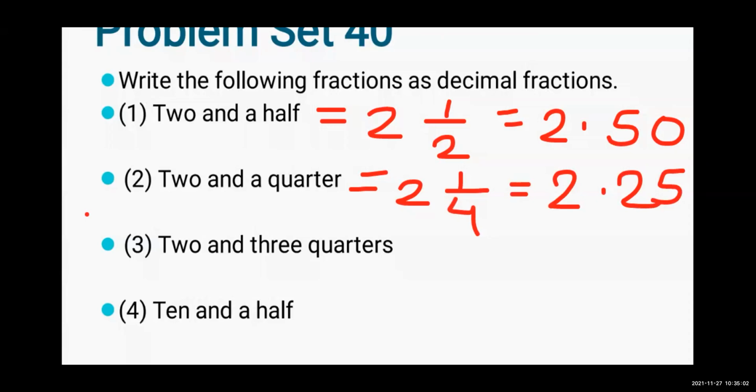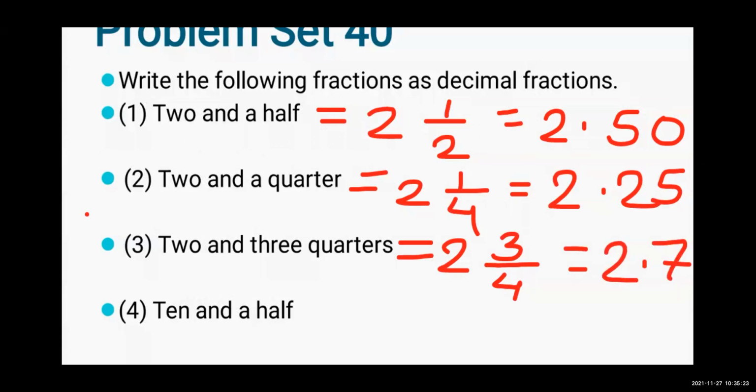It will be written as 2. 3 quarter means 3 upon 4. Very good. So the main answer will be, 3 upon 4 means which decimal? Yes, 75. So the answer will be 2.75. Okay. Now last question, chalo jaldi.